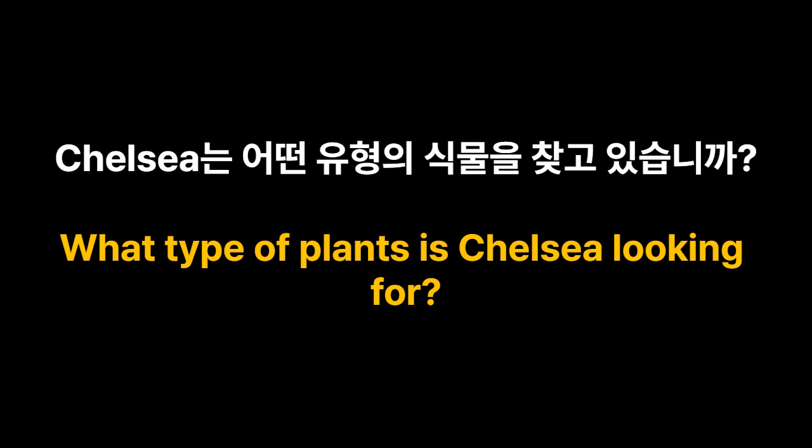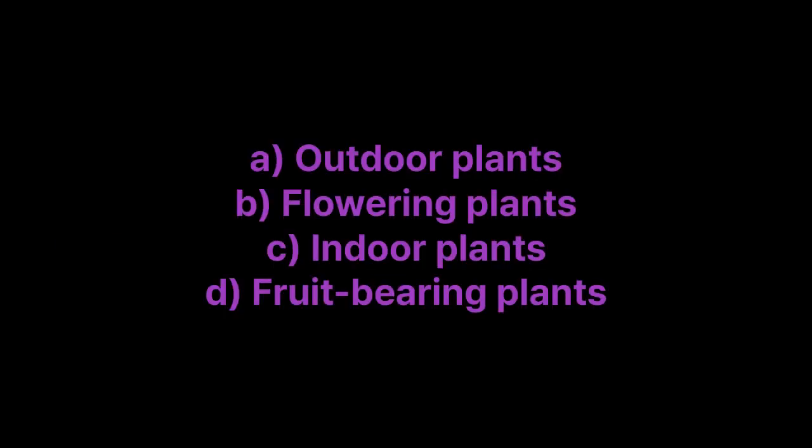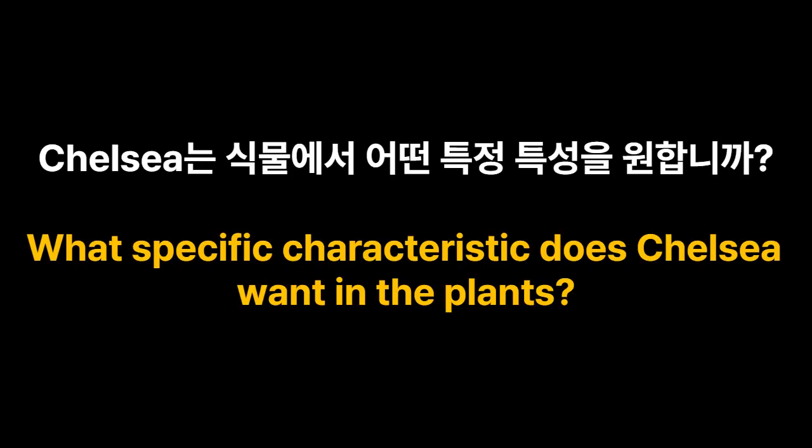What type of plants is Chelsea looking for? A. Outdoor plants. B. Flowering plants. C. Indoor plants. D. Fruit-bearing plants. The answer is C.